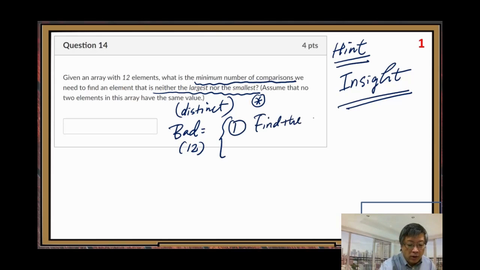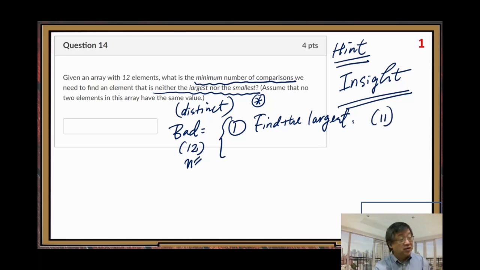Find the largest element. How many comparisons do we need? N minus 1, right? N equals 12. N minus 1. This is the optimal solution to find the largest, or find the smallest. N minus 1, so using 11 comparisons. You'll find the largest one, right?